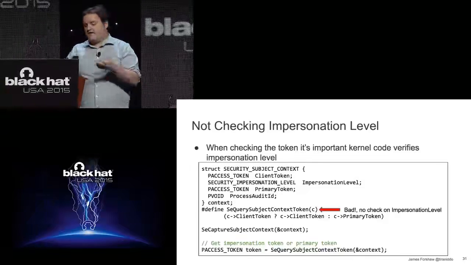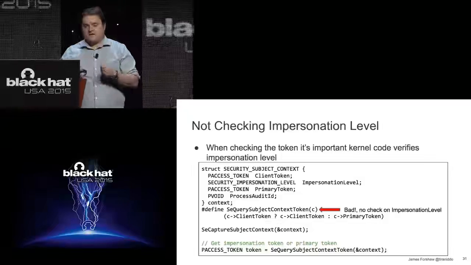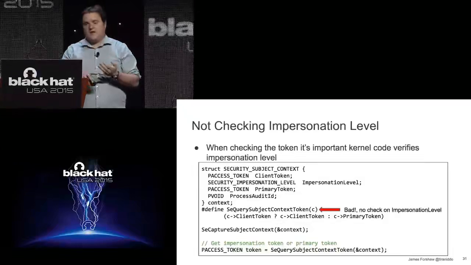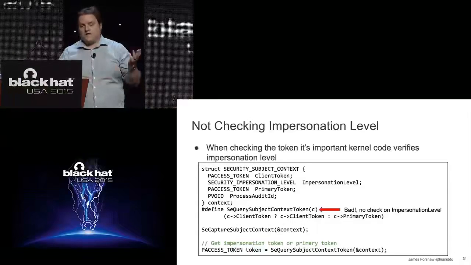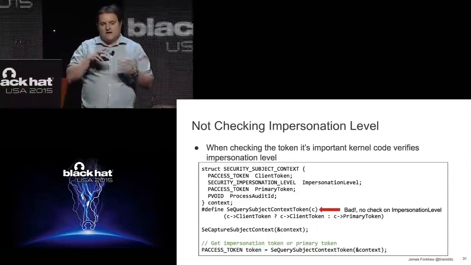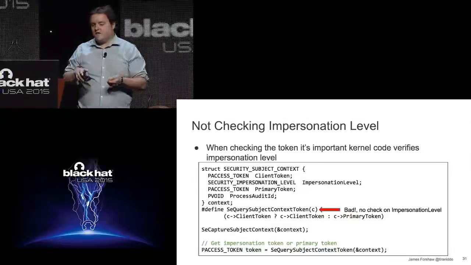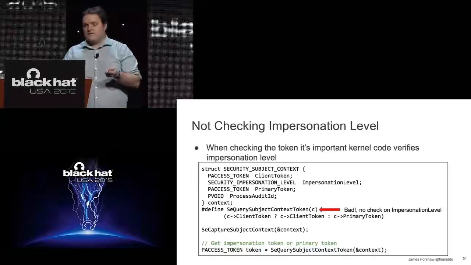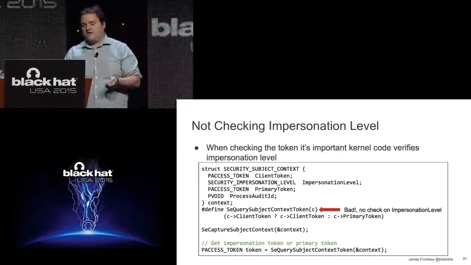Okay, so in this case, when you actually do an SE access check, there's a special structure called a security subject context, which is normally used, which contains both a reference to the current thread token, if there is one, or it's null, or the primary token. And the primary token should always be there. Now, as part of the NT driver development kit headers, there's a define called SE query subject context token, which just does a simple if statement. It says, if we've got a client token, return client token, otherwise return primary token.